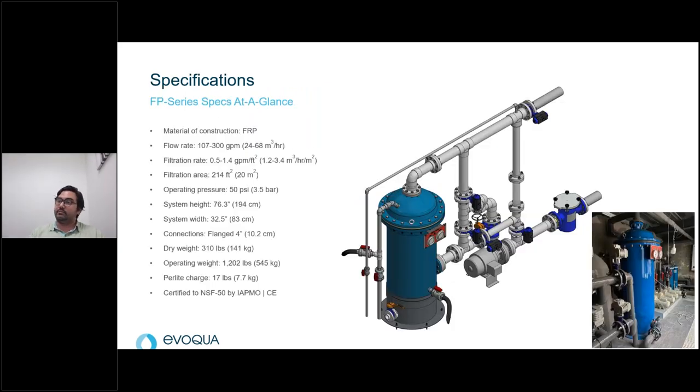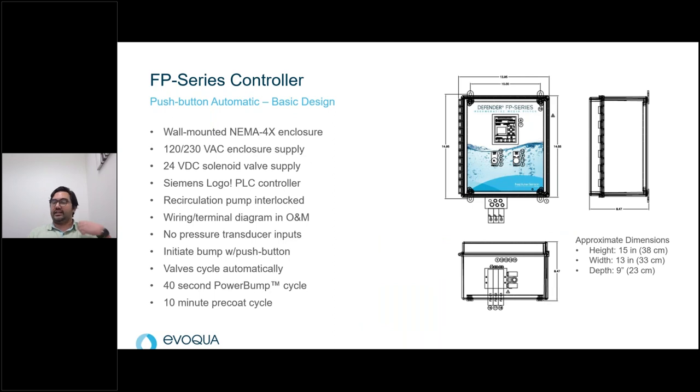This is how the system looks in the mechanical plant room. It comes with its own FP series controller. Every day, you would have to push one button to do the bumping process.